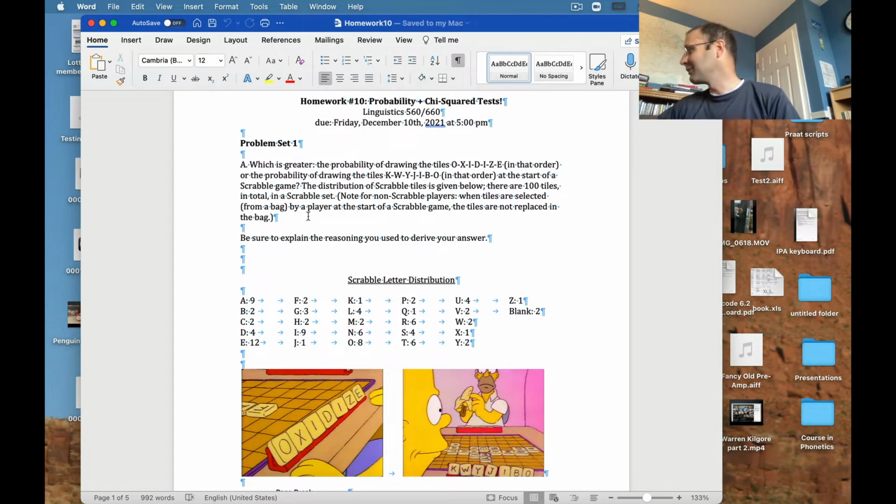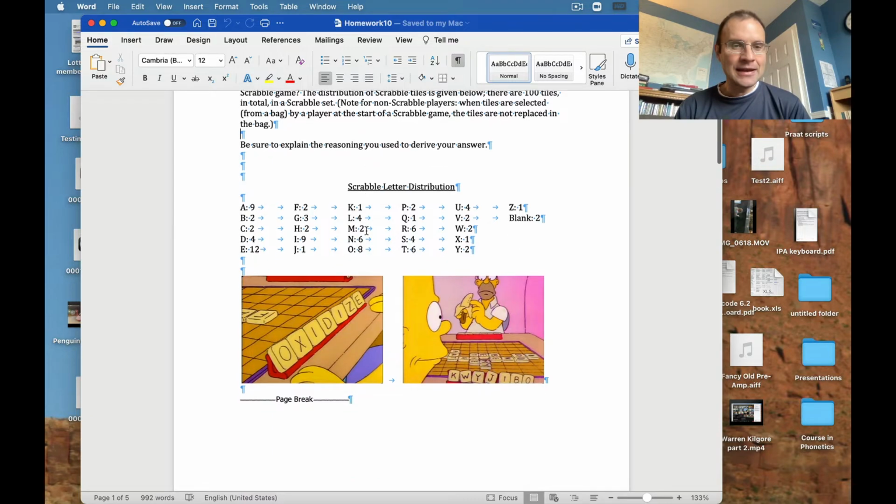Another note, if you're not a Scrabble player, is that when tiles are selected from the bag by a player at the start of a Scrabble game, the tiles are not replaced in the bag. So you select 7 tiles. The first one I got here was a T. So on and so forth. You don't put it back in the bag. You just put it in your rack. On the basis of that, figure out what these probabilities are, and then tell me which one is greater. That's problem set 1A.